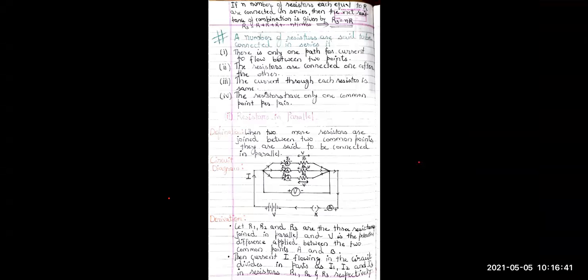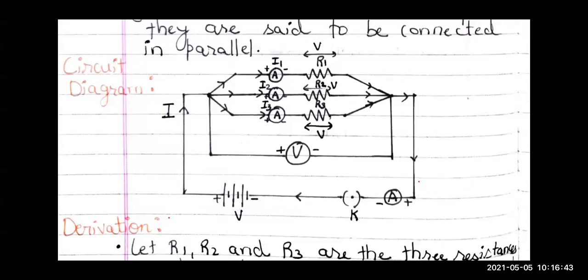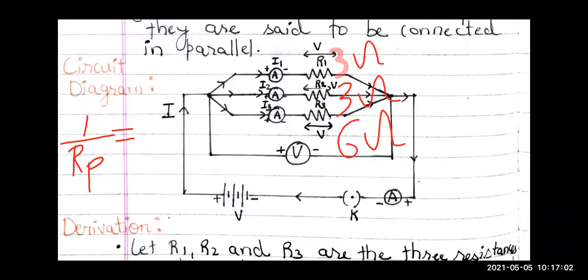Okay, now in this diagram, let's put the value of R1 as 3 ohm, value of R2 as 3 ohm, value of R3 as 6 ohm. Right. Now, total resistance in parallel. The formula is 1 upon Rp equals 1 by R1, that is 1 by 3, plus 1 by R2, that is again 1 by 3, plus 1 by R3, that is 1 by 6.